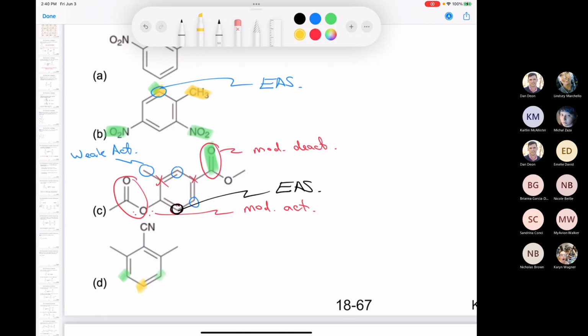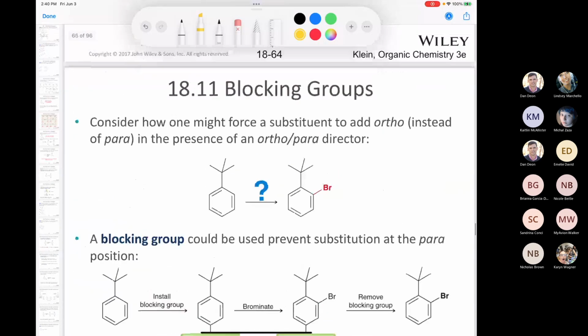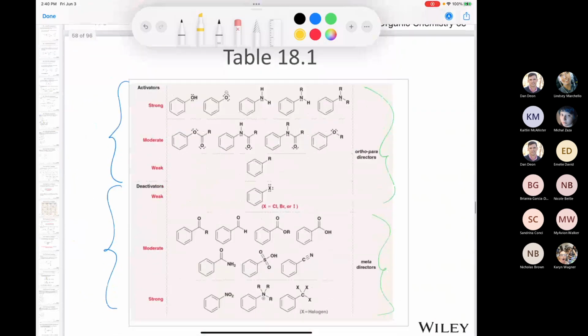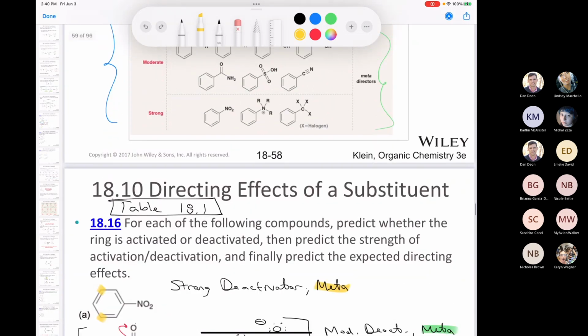Yeah, absolutely. I think it's going to be where the green one is as well. If we go back to table 18.1, the nitrile doesn't come up a lot, but let's go all the way back to the table. Right here. And we saw that an alkyl group is a weak activator, and that a nitrile group is a moderate deactivator. So let's go back with that in mind.